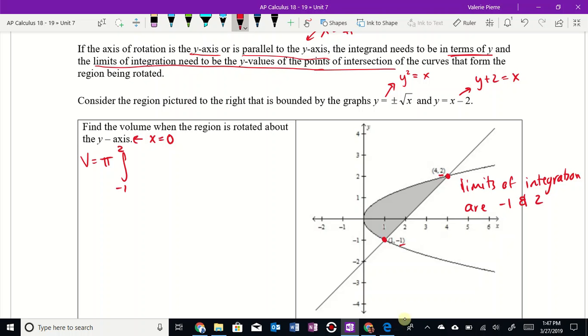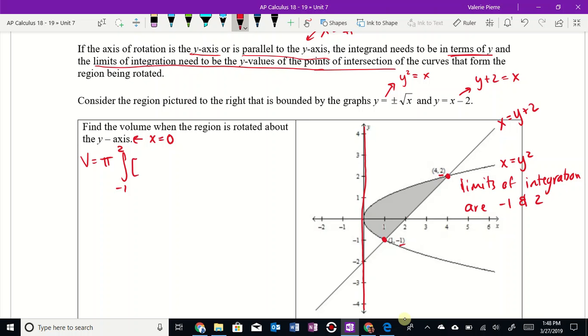And since we're rotating about the y-axis, we're looking at which equation is closest to the y-axis, that will be my inner, and which equation is farthest away, that will be my outer. So the equation that creates this curve is my x equals y squared equation. The equation that creates this line is my x equals y plus 2 equation. So the farthest equation, my outer function, is my y plus 2.